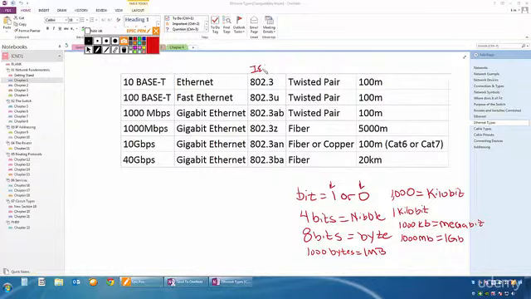Now, notice these are my IEEE numbers. You can memorize these if you want. I don't. I don't spend the effort of memorizing all these numbers. And fast Ethernet, you will actually see on your router, you'll see either Ethernet or fast Ethernet written on your port. When you see it say fast Ethernet, that means that port has the ability to go up to 100 megabits per second. It doesn't mean this is what you're getting consistently. It means it has up to 100 megabits per second.